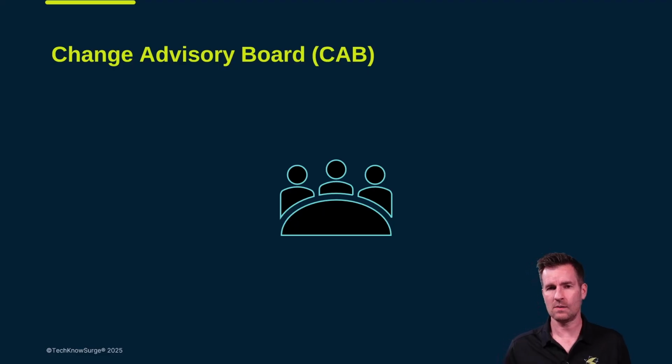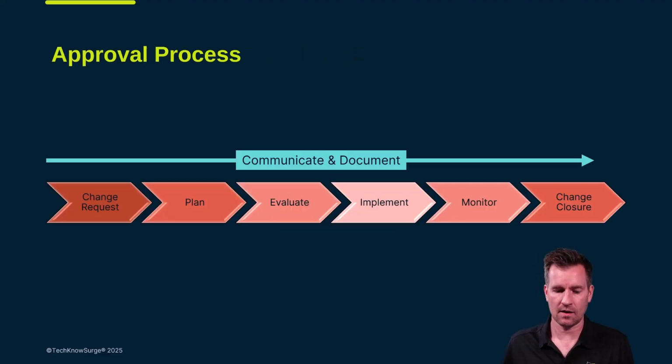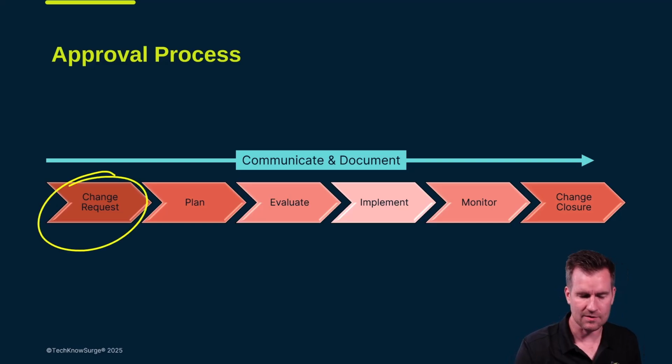So a change advisory board is somewhere where I would take my plan to and get approved before I carried through with the plan. See, there's this whole approval process that there is when a change request comes in. So let's give an example.